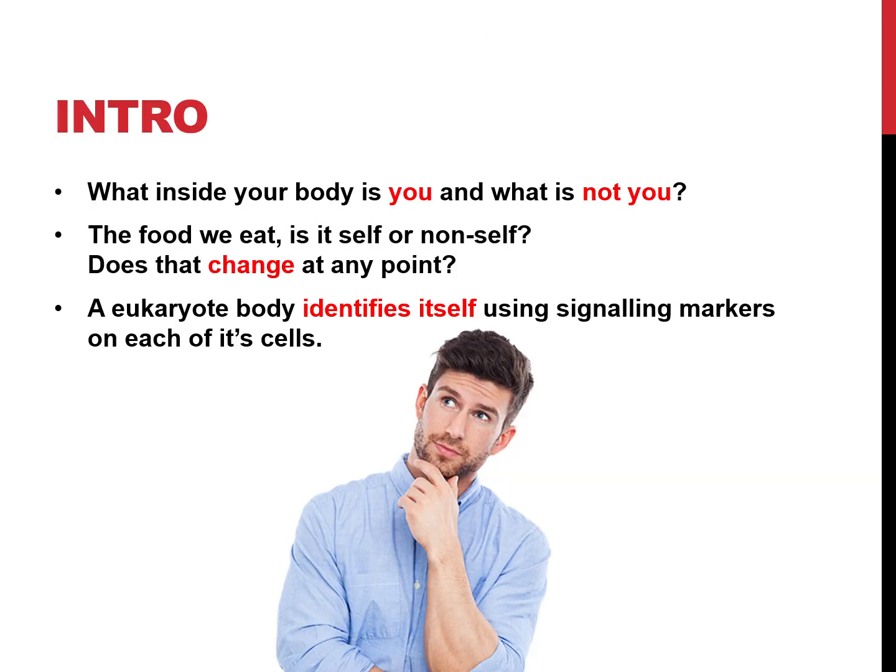Okay, so this is the intro. What is inside your body? Is that you or is it not you? The food we eat, is it yourself or is it non-self? Does it change at any point? A eukaryotic body identifies itself using signaling markers on each of its cells. And that's how we know whether we're self or non-self.